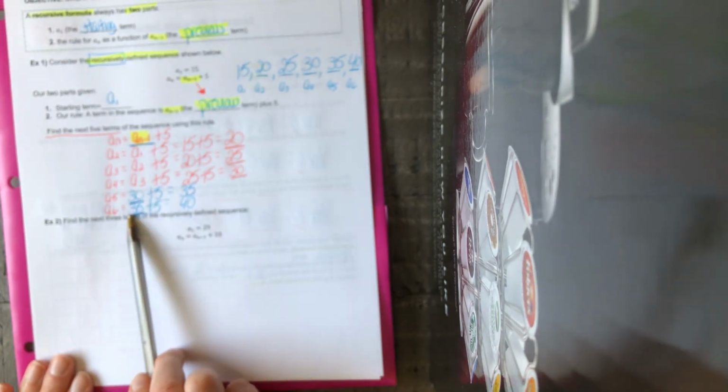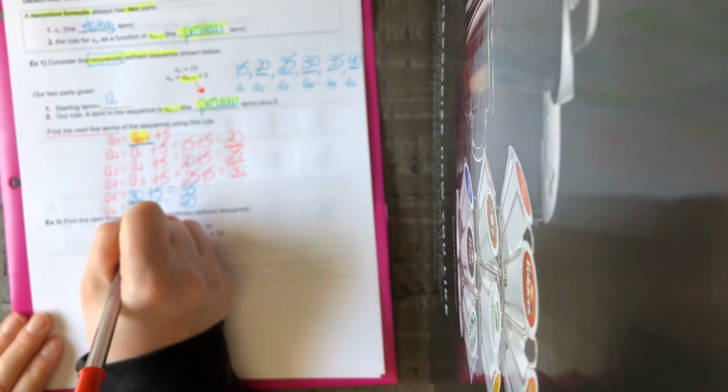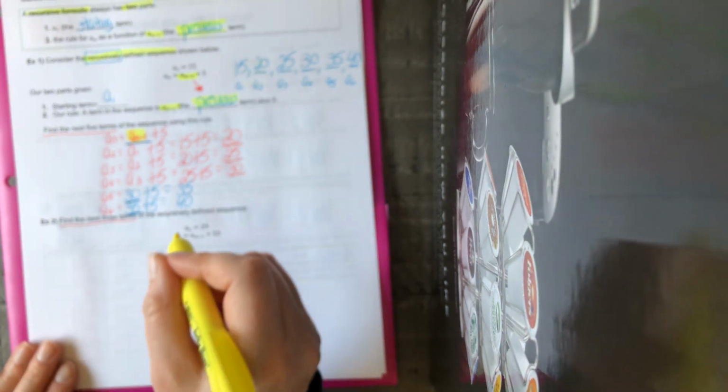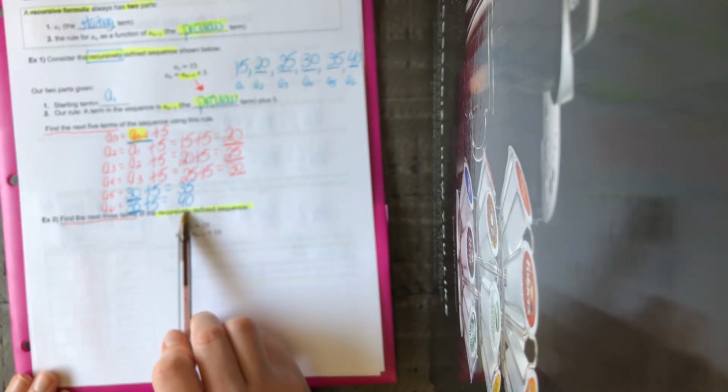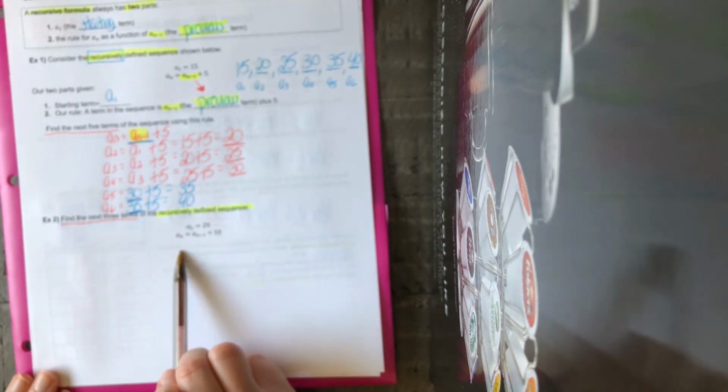Okay, now if we look at example 2, I'm just going to use this blue shortcut method instead for the rest. So as I read the question, it says find the next 3 terms. So I'm going to underline that. Find the next 3 terms of the recursively defined sequence. So that's the key word that tells me I have to use my last answer to get the next.